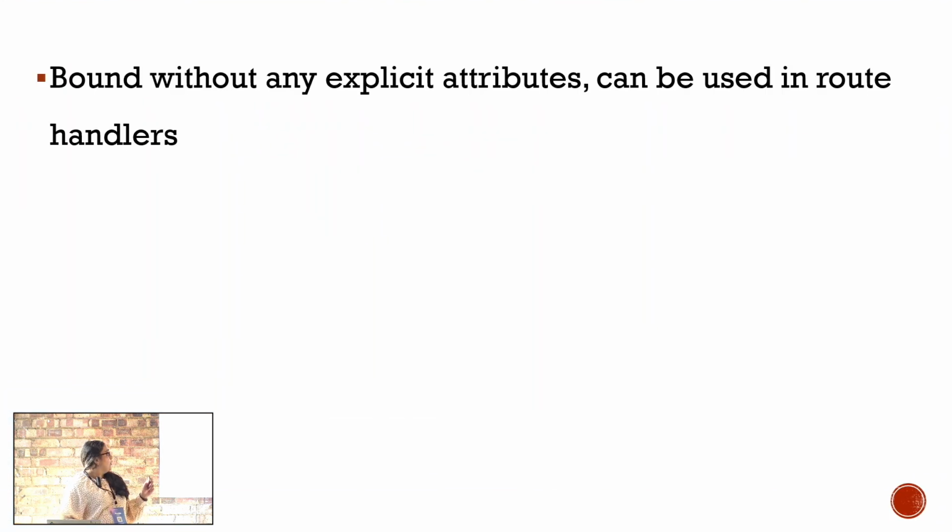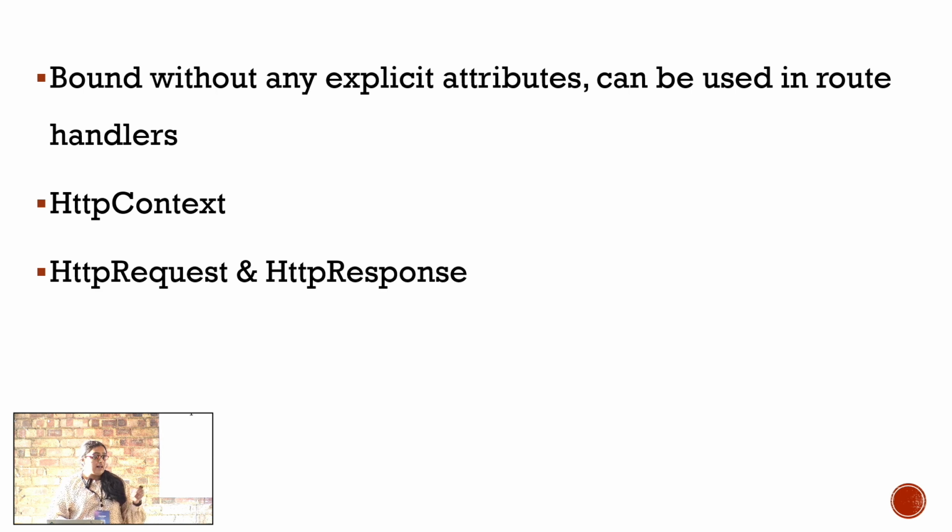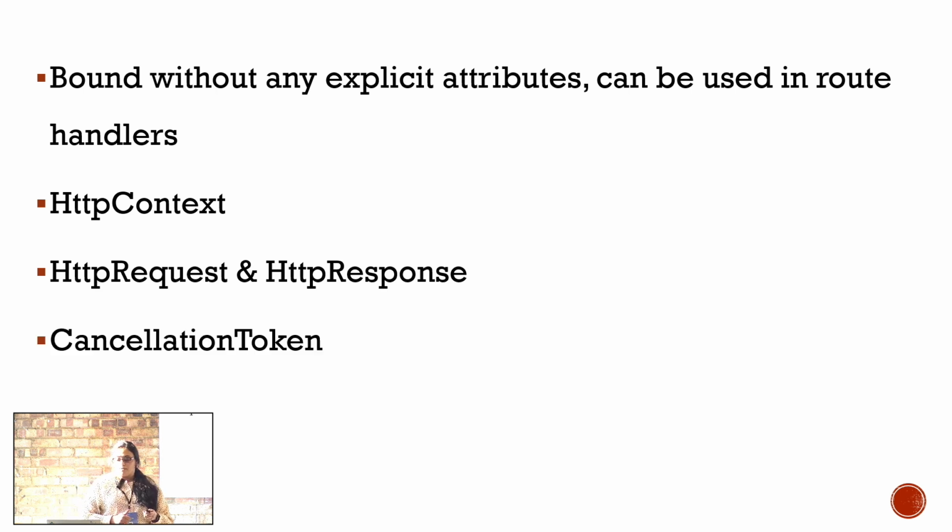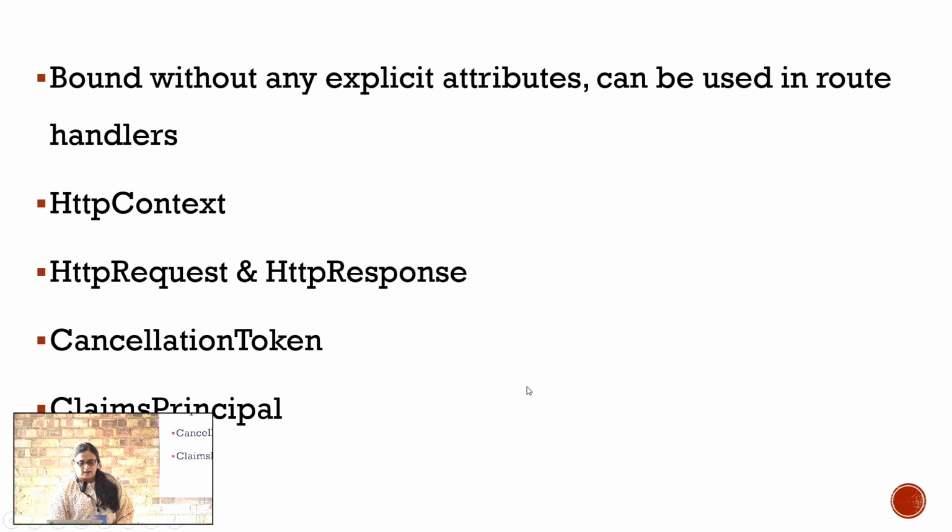So these are bound without any explicit attributes, and it can be used in your route handler straight away as parameters. So the first one is HTTP context, which contains the contextual information about your request and response. You have access to HTTP request and response. You have access to any cancellation tokens that you want to send in from your client. You also have access to the claims principal object using which you can get the identity of the user. So if you're playing with authentication and authorization, the claims principal object is there for you to think about.